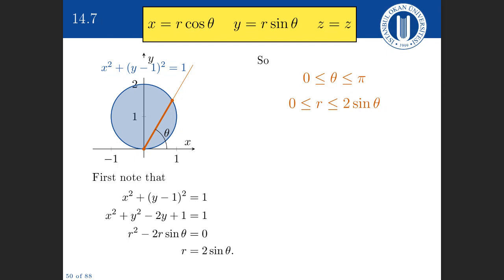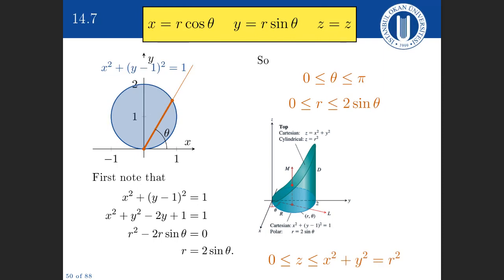Let's go back to the three-dimensional picture. What is the smallest z? Down the bottom when z is equal to 0. And what is the biggest possible z? On the top, x squared plus y squared. That's the same as r squared. So z must be between 0 and r squared.